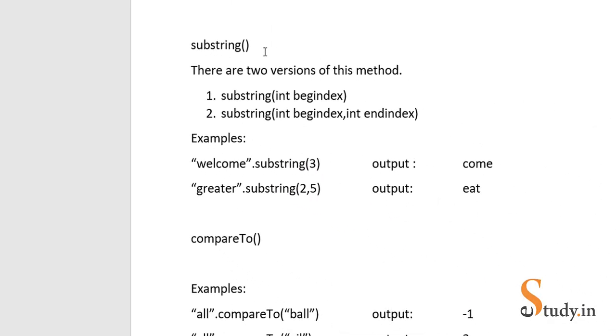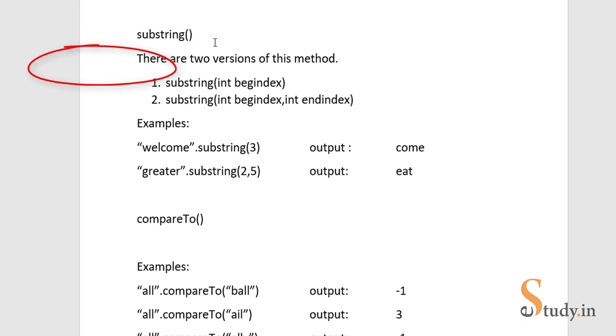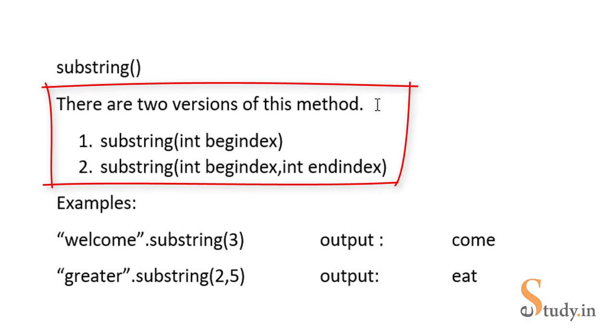This is the substring method. Here, just see the spelling, substring. It is small letters. There's no capitalization here. All the S are in small letters only. So this is the substring function. Now the substring method of the string class has two versions. In one version, only one int argument is passed, and in the second version of the substring method, two int arguments are passed.